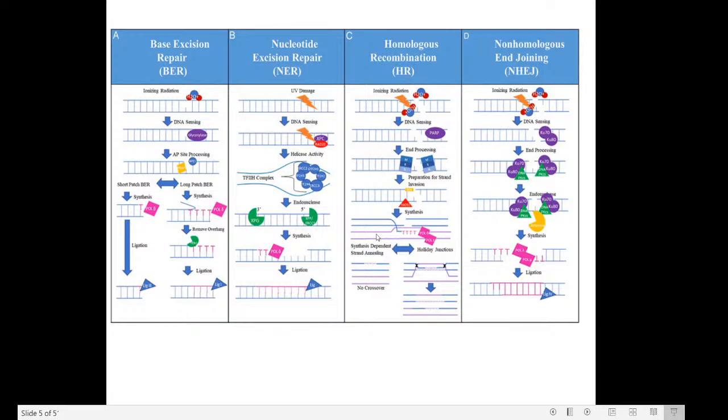Okay, next is non-homologous end joining. In this non-homologous end joining, it's nothing but adapter kind of addition. Here this non-homologous end joining helps to repair the damage caused by the ionizing radiation.